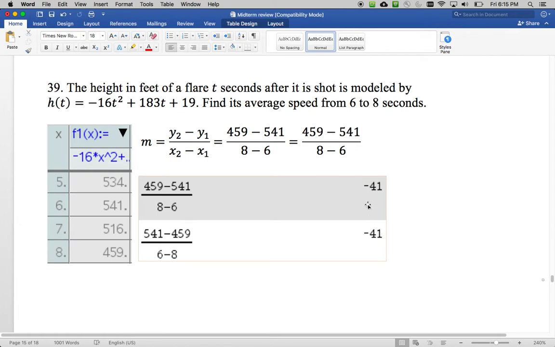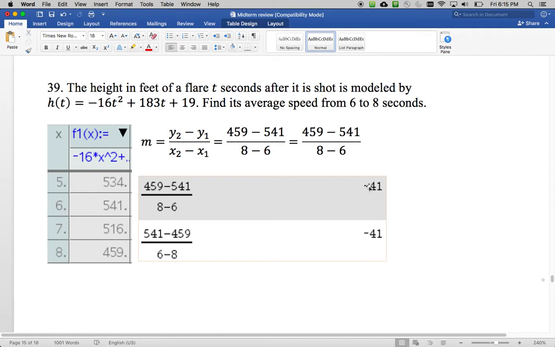Which means, let's see, height in feet after 2 seconds. No. Oh, we're looking for our average speed. And so our speed is actually going to be like 41. Does it tell us how many meters, seconds? What?